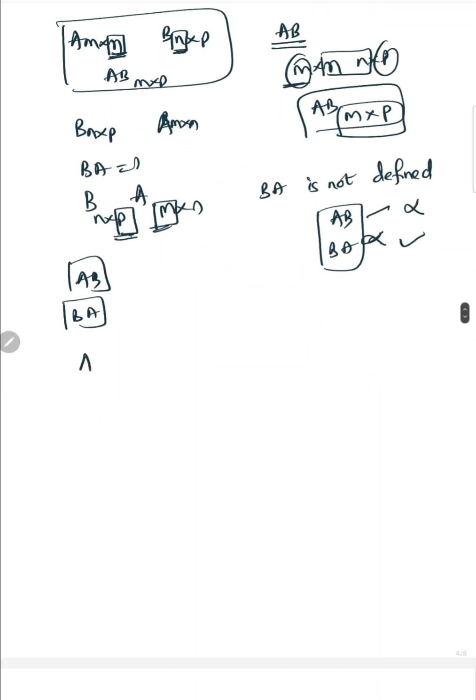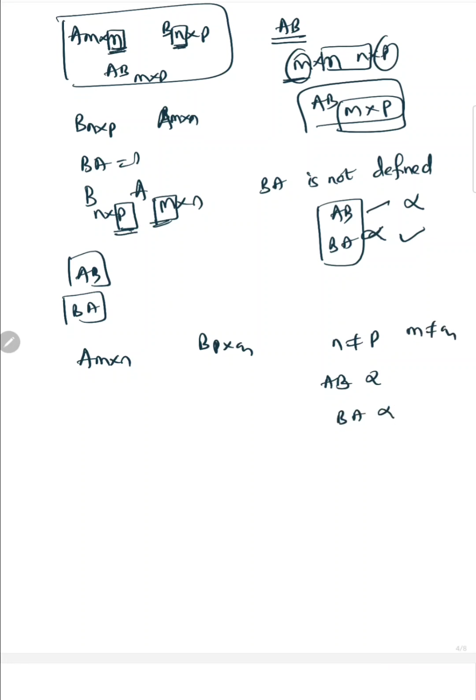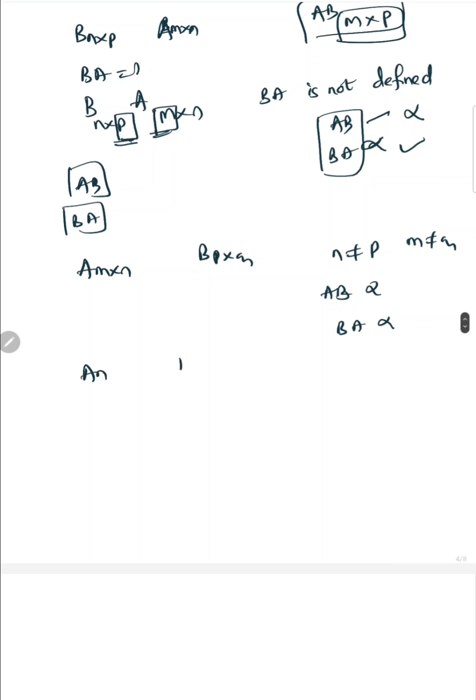If A is a matrix of order m by n and B is a matrix of order p by q, such that n is not equal to p, then A into B is not possible. If m is not equal to q, then B into A is also not possible. If they are both of order n, then both A into B and B into A are possible. So there is no restriction that if A into B is defined, then B into A is also defined. This should be remembered in the case of the product of two matrices.